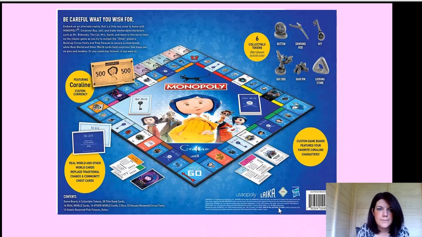I've also found a Coraline version of Monopoly. So again, quite a traditional game where you roll the dice and then move around the board. We've got money, Coraline currency, and obviously chance cards where things happen. The other thing I liked about this is that the tokens or the counters that move around the board are different things from the story. Look, you've got a button, a bat dog, a hairpin, the looking stone. So you might want to include something like that in your game. Okay.